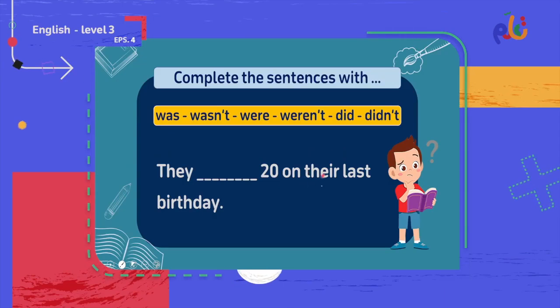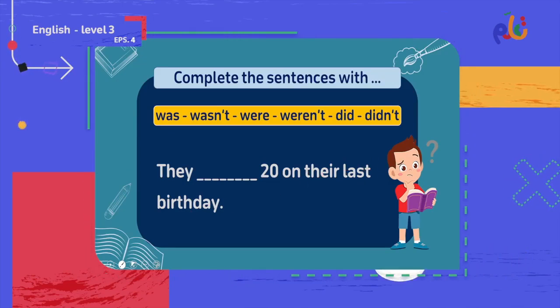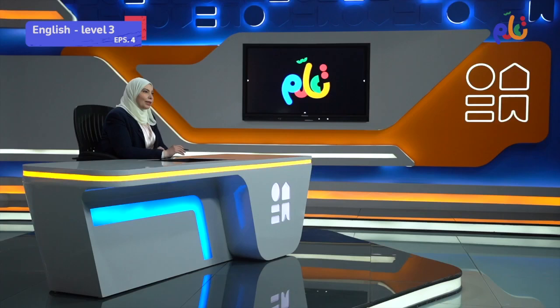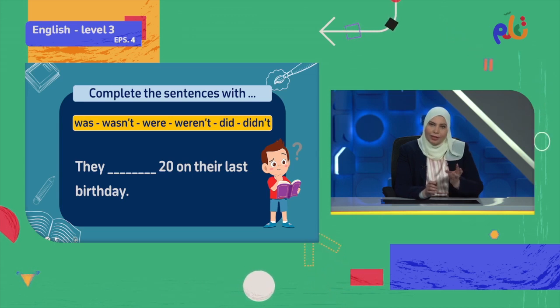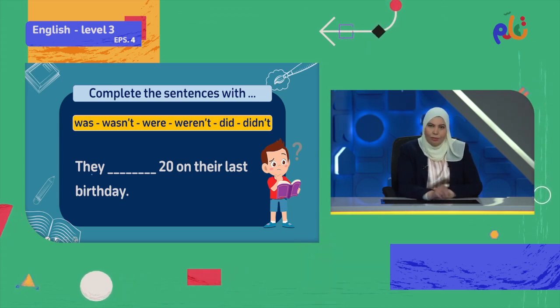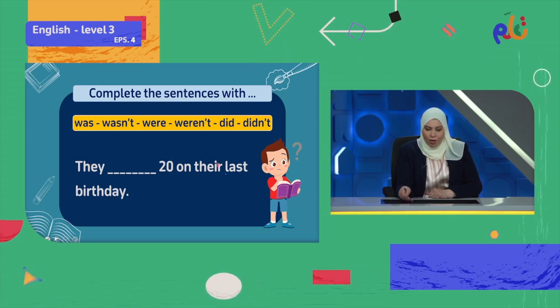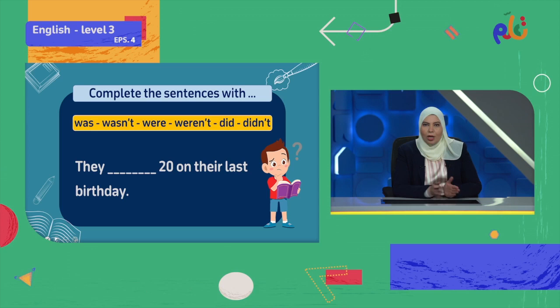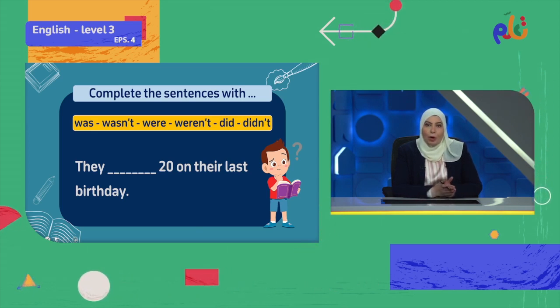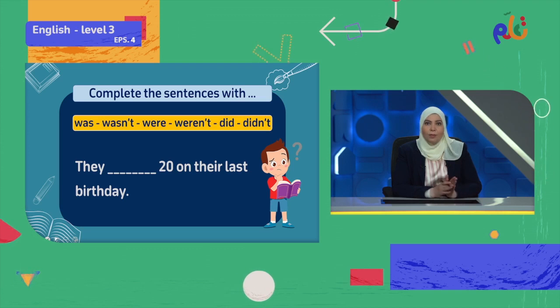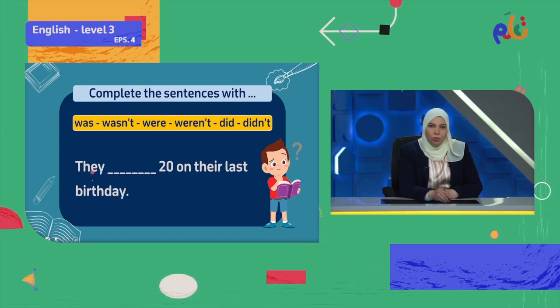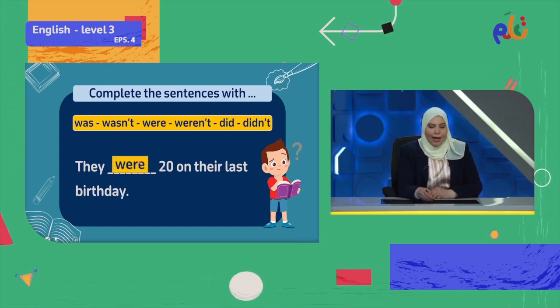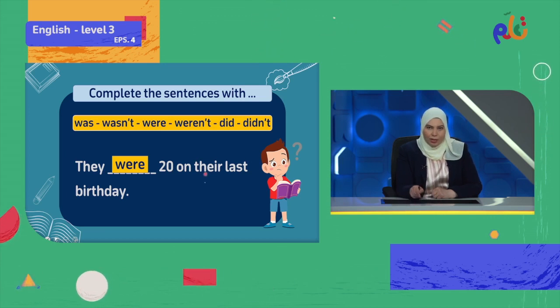They 20 on their last birthday. تعالوا نبص ونشوف هنستخدم did or was or verb to be. طيب they احنا هنستخدم did لو عندي a verb, so did can help it. تعالوا نبص هنا في أي هنا verb. They مش verb. 20 not a verb. Their last birthday كلها nouns. So in this case, if we're talking about nouns only and we don't have another verb, so we use verb to be. طيب which verb to be can we use with they? Exactly. So they were 20 last year.